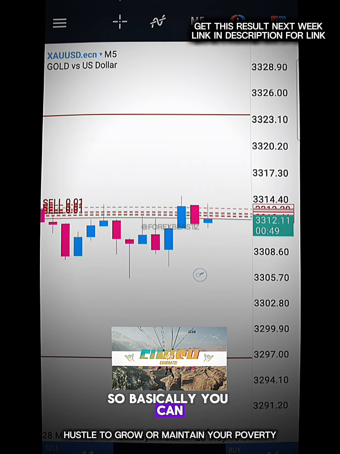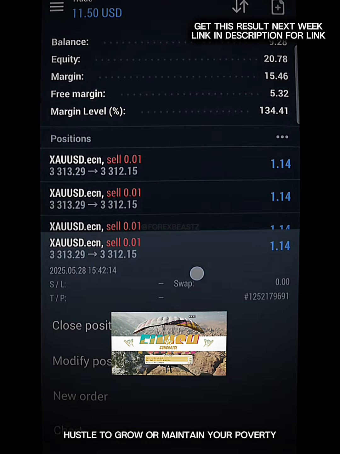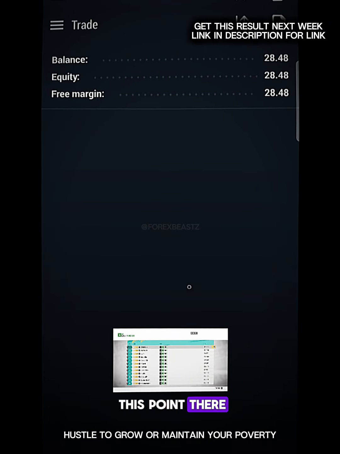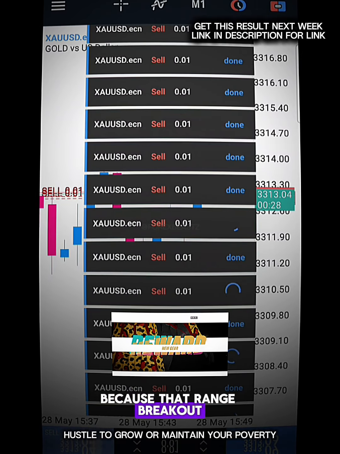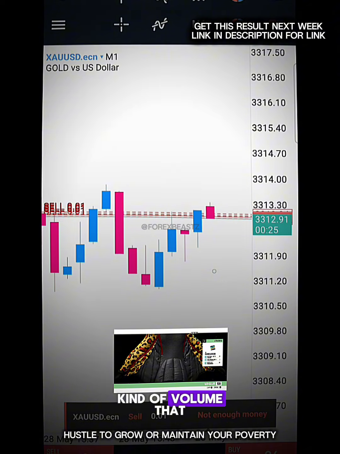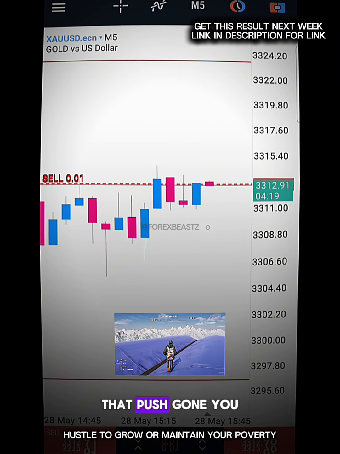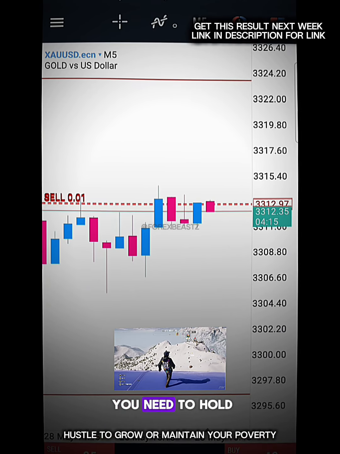So basically, you can see the drop is already happening, and I've already stacked like 4 rows, and if you are satisfied with that, you can close at this point there and go back again for the 3rd time and hit it again, because that range breakout is not about to happen. If it's about to happen, you will know the kind of volume that will enter that market like this. That push going, you will know that this trade is the kind of trade that you need to hold.